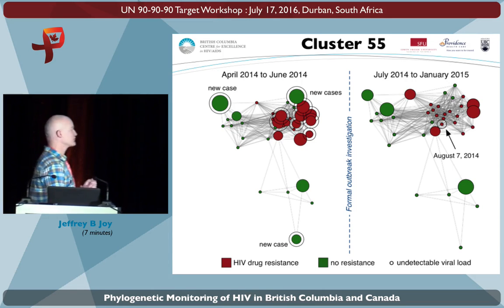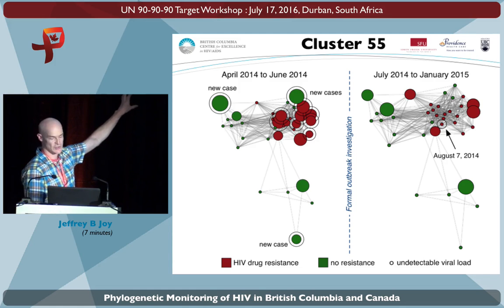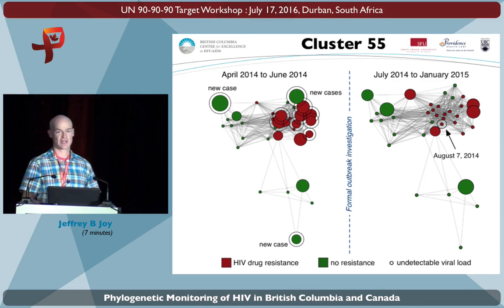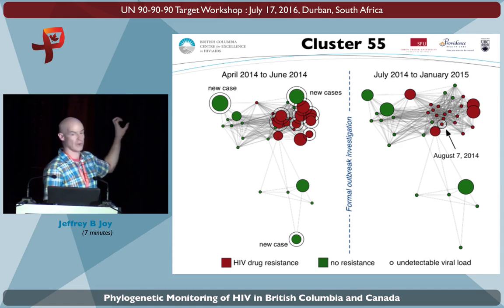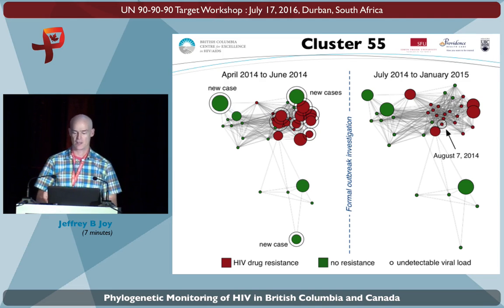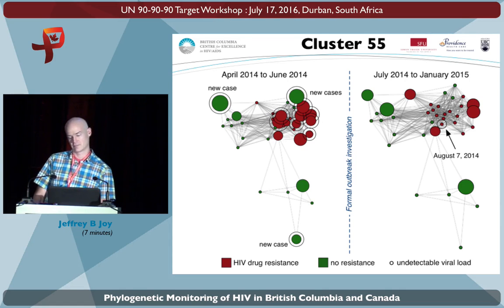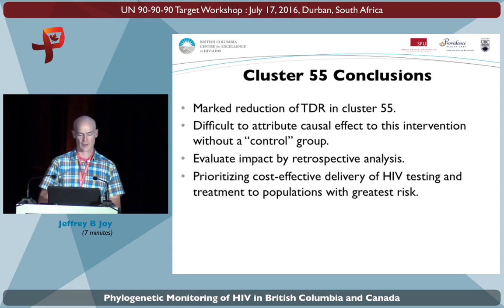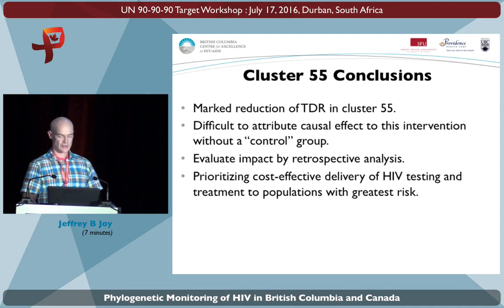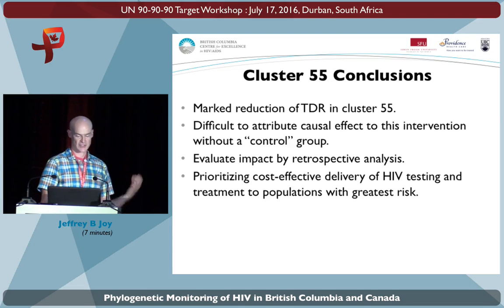So between July 2014 and January 2015, you can see those big circles have actually shrunk down into little circles representing low viral loads, and there are not a whole bunch of new cases cropping up there. So we're able to do a targeted intervention here and partially solve the problem. So we saw a marked reduction in transmitted drug resistance. It's difficult to attribute causal effects to this intervention without a proper control group, but this seems to suggest that prioritized cost-effective delivery of HIV testing and treatment to populations with the greatest risk.